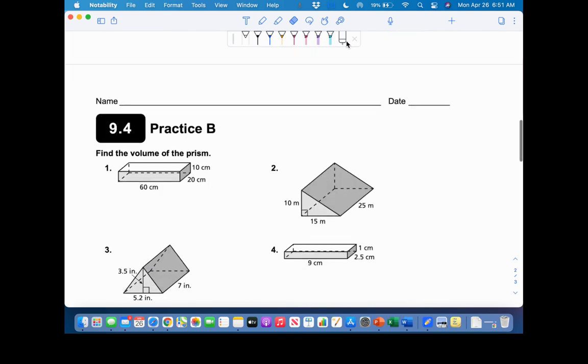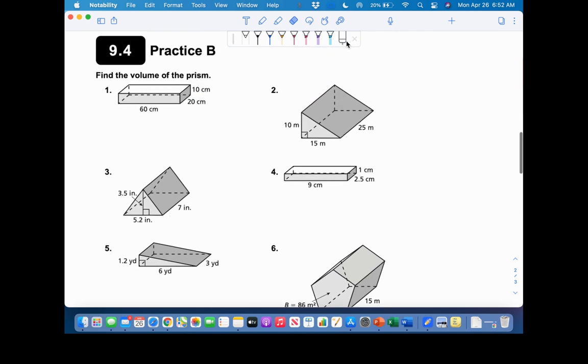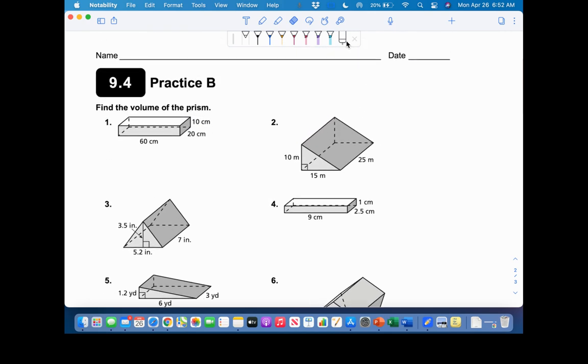So I want to take some examples down here, and show you a couple of different things that you could see on Big Ideas Math. On this one, like I said, when it's a rectangular prism, it really doesn't matter which one is the base and which one is the height.